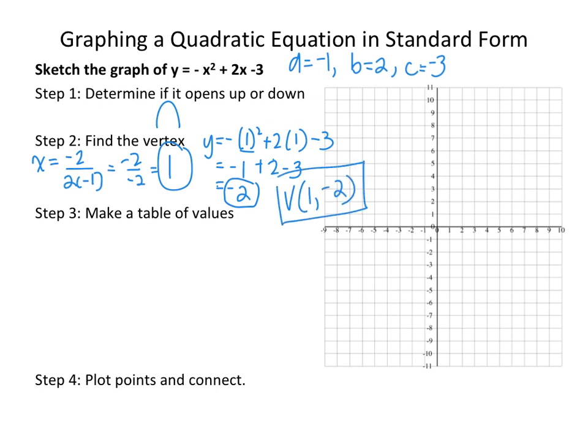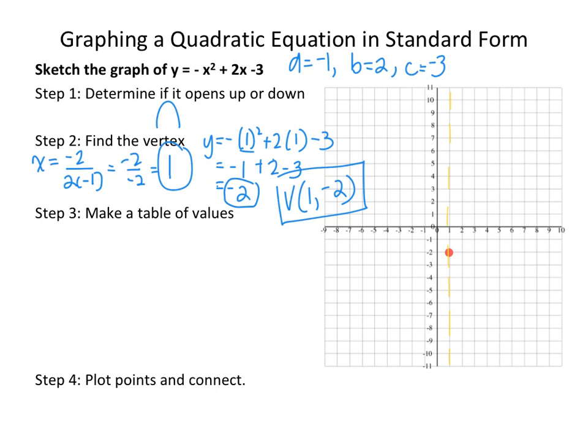Let me just plot that right away. Positive 1, negative 2. So we have a point right here. There, that's our vertex. And since we have a vertex, we already know we can put in our axis of symmetry. So I have my axis of symmetry right here down the middle. Okay, next step, we're going to make a table of values.